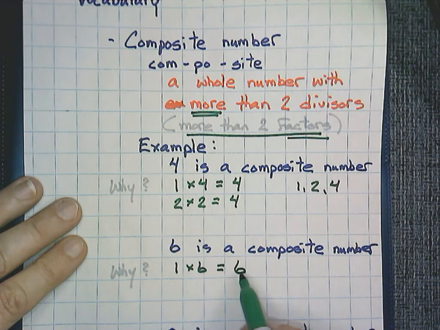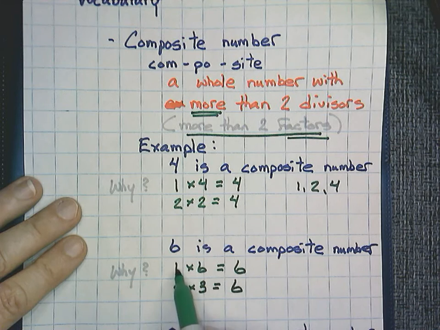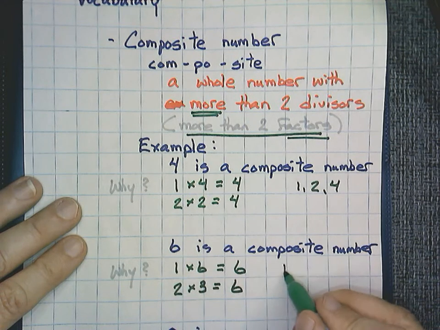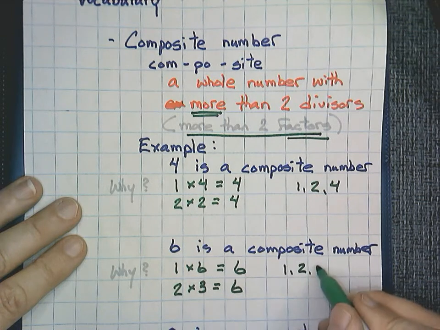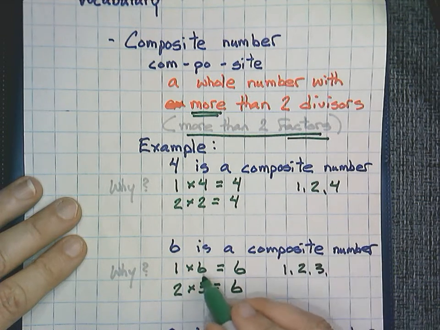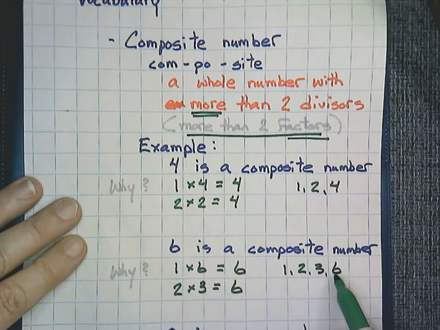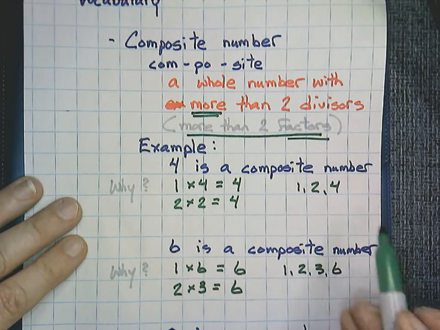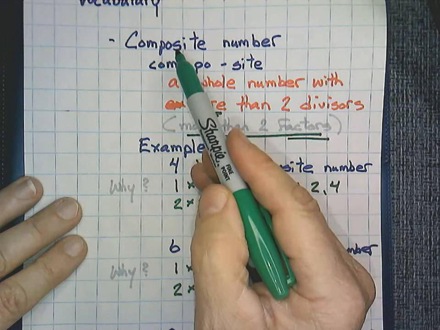One times 6 equals 6, but so does 2 times 3 equals 6. If I listed my factors, I'd get 1, 2, 3, and 6. Notice that we have 1, 2, 3, 4 factors, and that is more than 2. Therefore, it is a composite number.